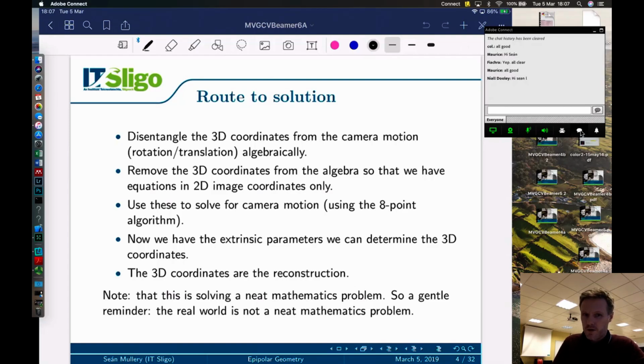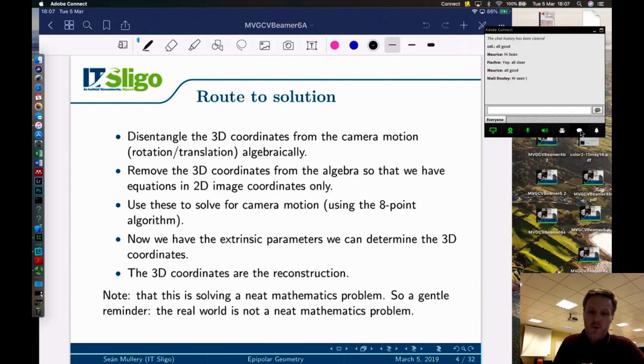We're then going to try and use these to solve the camera motion. So we're going to figure out our rotation and translation from there, and we're going to do this using something called the 8-point algorithm. Once we have that, we have our rotation and translation, which are our extrinsic parameters. We can then determine the 3D coordinates from there. Once we have that, we can go back to our original formulation. We now have one of the pieces of information that we needed, and we can work from there. The 3D coordinates, once we have them, are the reconstruction.